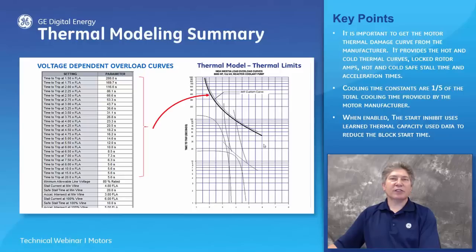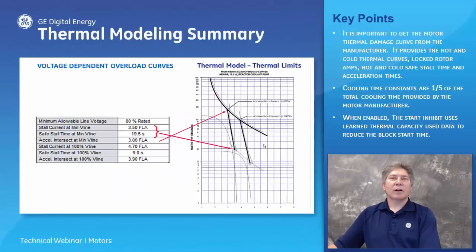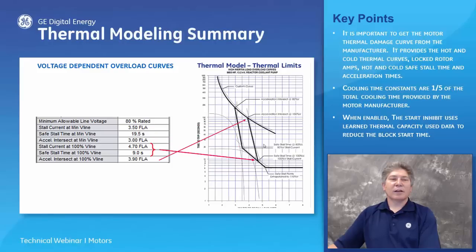The first step is to select a curve that matches the running overload thermal limit of the motor. Next, we enter the values for the allowable line voltage, the line current at minimum V line, the safe stall time at minimum V line, and acceleration intersect at minimum V line. Next, we enter the values for the stall time at 100% V line, safe stall time at 100% V line, and accel intersect at 100% V line.